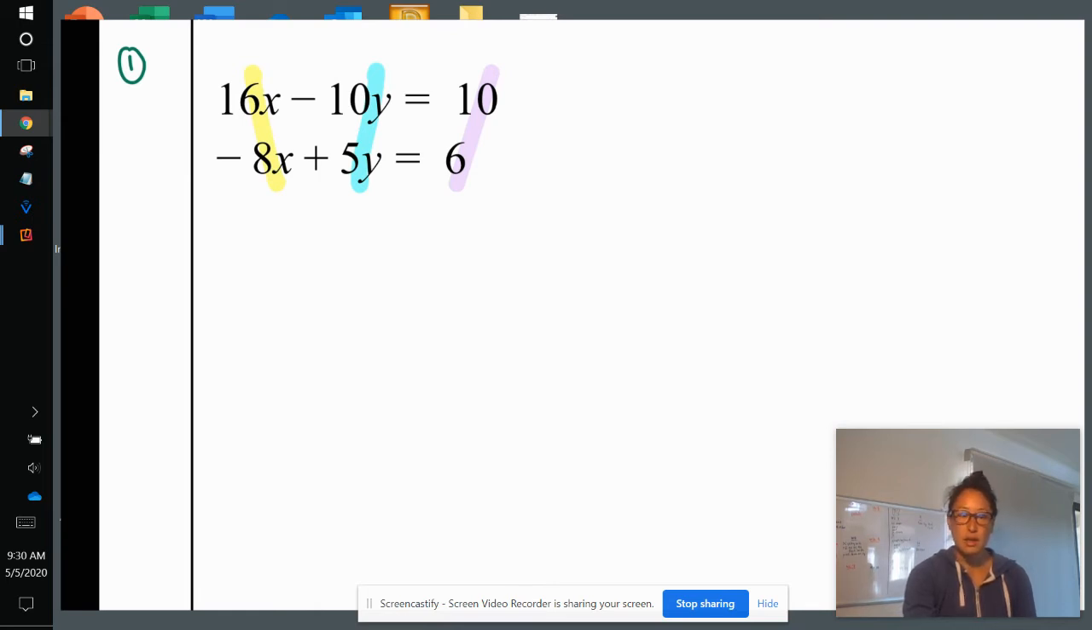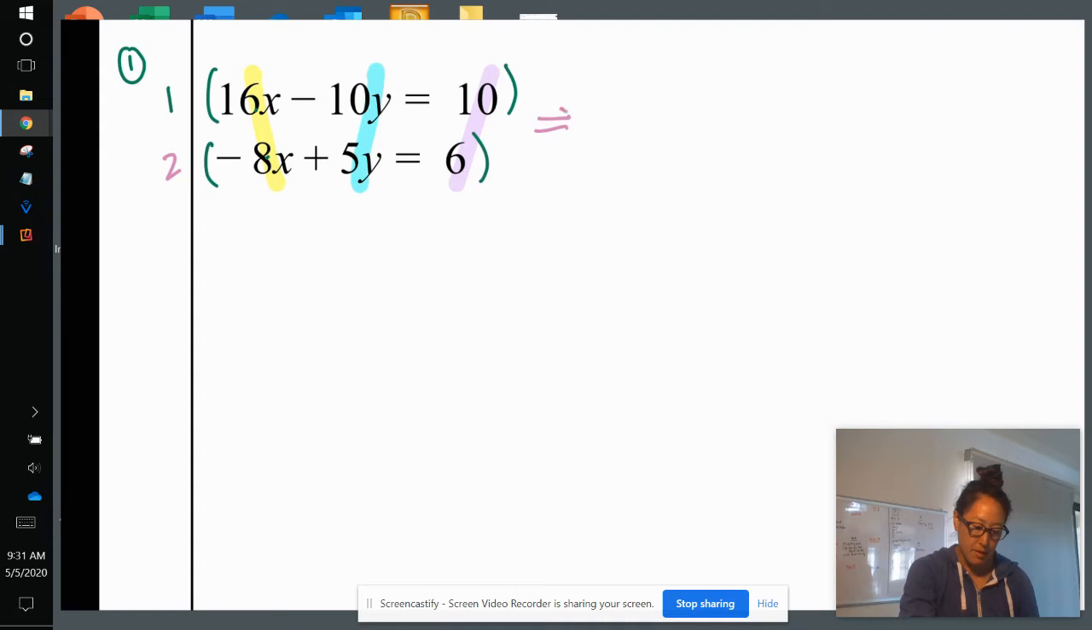Step number 2 would be to get the same coefficients for x or y. So I notice that 16 and 8, if I multiply the negative 8 by 2, I'm going to get negative 16, which is going to cancel out my x. So top equation, I'm going to multiply by 1. Bottom equation, I am going to multiply by 2. Same as last time. That's convenient.